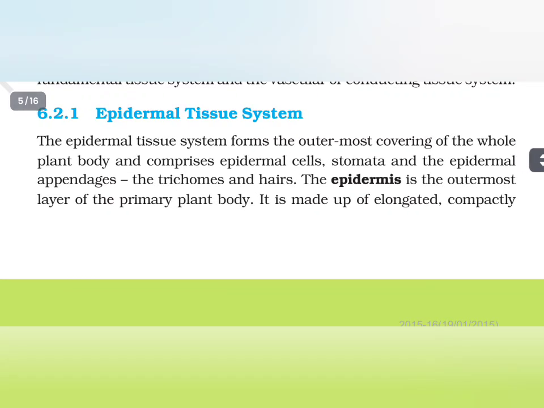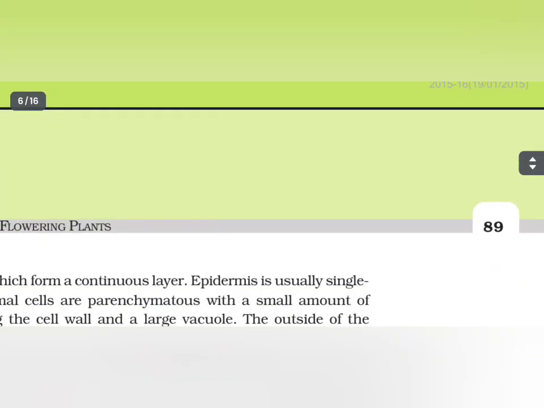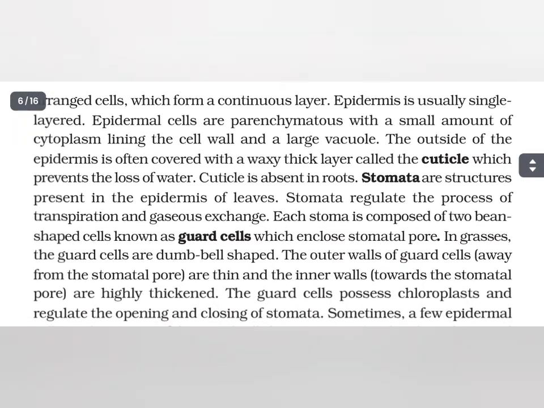Epidermal tissue system. The epidermal tissue system forms the outermost covering of the whole plant body and comprises epidermal cells, stomata, and the epidermal appendages, the trichomes and hairs. The epidermis is the outermost layer of the primary plant body. It is made up of elongated, compactly arranged cells which form a continuous layer. Epidermis is usually single layered.